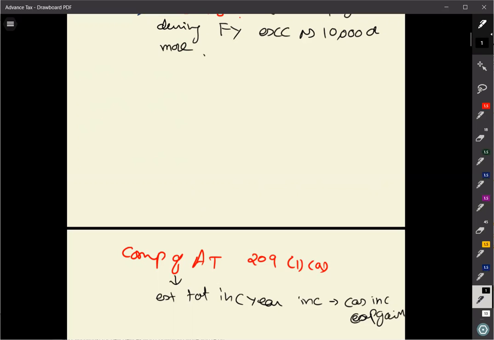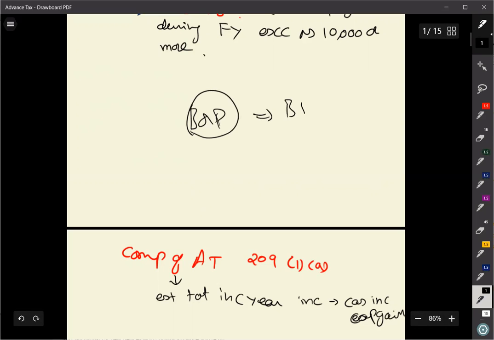Means what? Say you are doing a business or profession. When you are doing a business or profession, for your business income, you will prepare your estimate. Anyways, you will be having your budgets, right? You will be preparing your budgetary control. So based upon the budget, you can have an estimate of your turnover. Based upon the turnover, you already have an estimate of your net profit. So based on the net profit, you have determined your taxable business income.